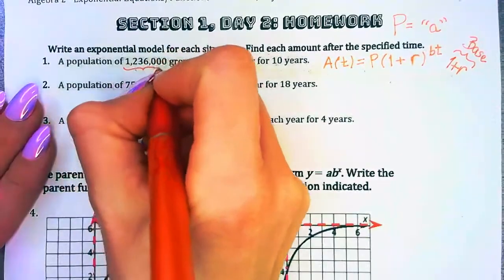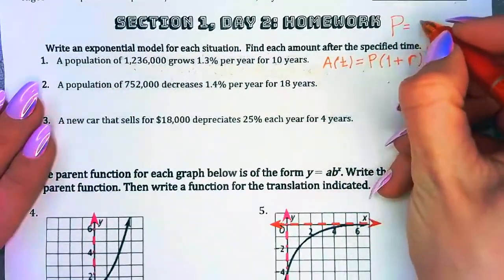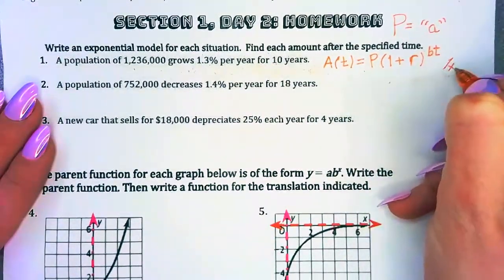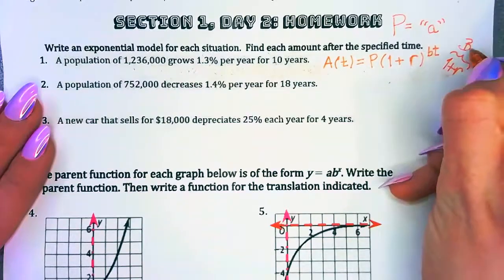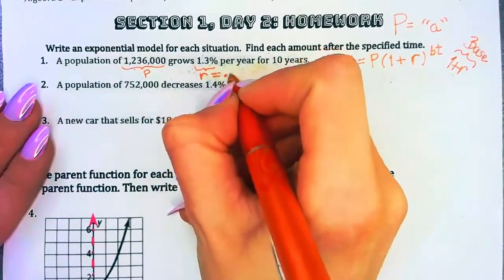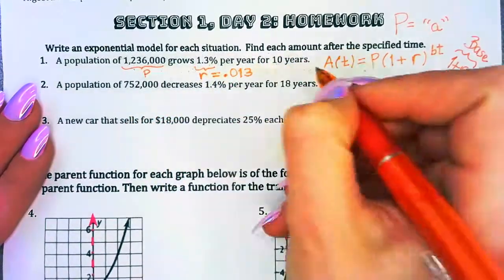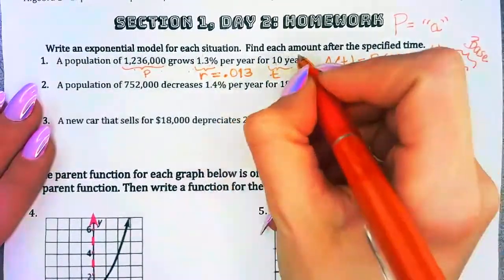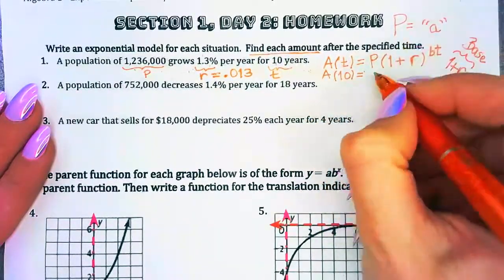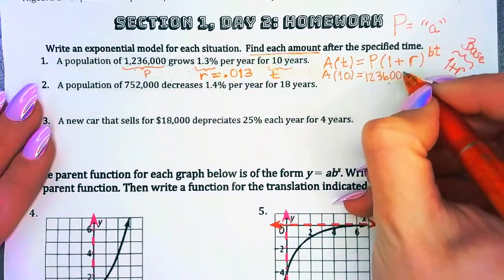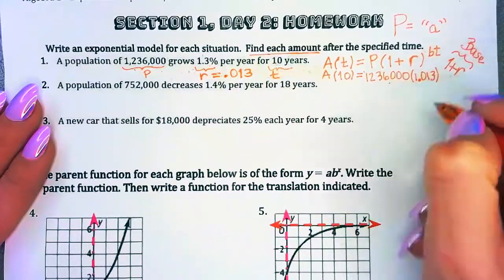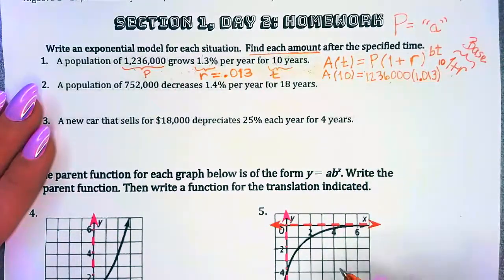The primary amount of people in the population was 1,236,000, so that represents P. 1.3% per year is our rate, and we have to change that rate from a percent to a decimal. So 1.3% as a decimal is 1.3 divided by 100, which is 0.013. And the specified time, which we want to find the population after, will be 10 years. We'll begin by plugging in each of these values. A of 10 equals 1,236,000 times the quantity of 1 plus 0.013, which could just be 1.013 right away, raised to the 10th power.